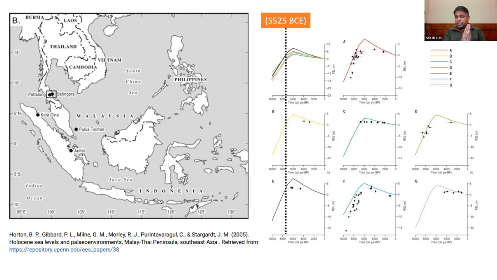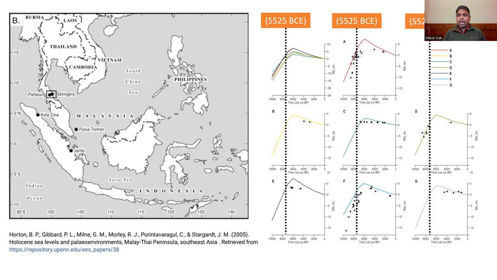in all these first three cases, right in the middle or towards the end of that sudden sea level rise. If you do that for the additional three locations, ditto, exactly the same thing, and essentially the same thing for the further additional two locations. So a total of eight locations in this peninsula area, a very consistent picture for 5525 BC.